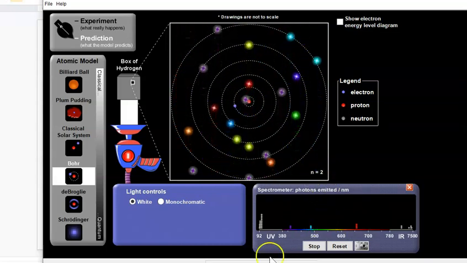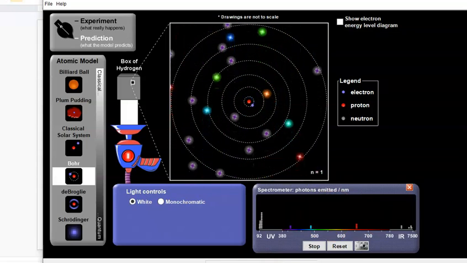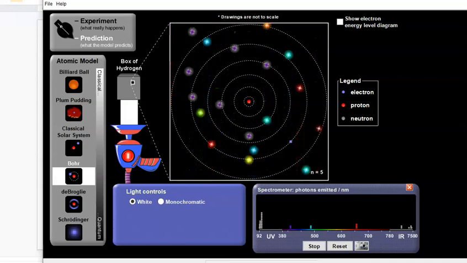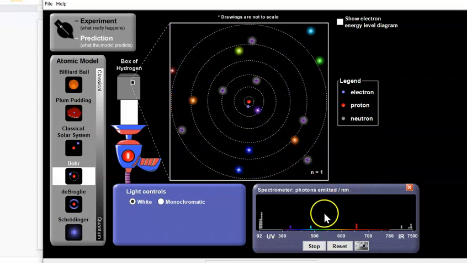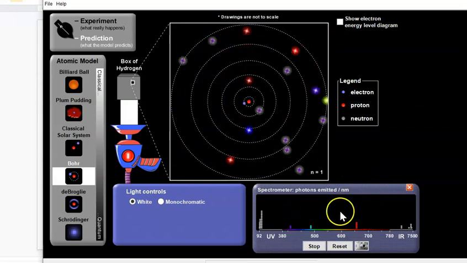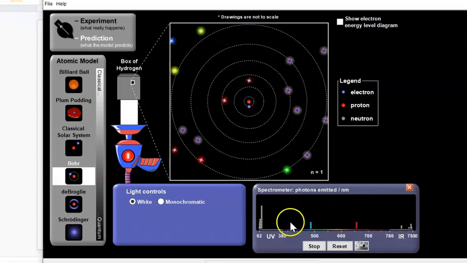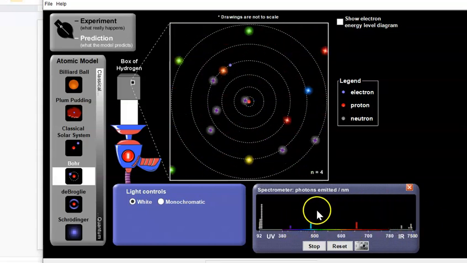Now, what's happening down here, I'm going to speed this up for a little while. We'll just throw a lot of photons at it really fast. Here we're keeping track of which colors got absorbed. When the color gets absorbed, we mark it down. And you'll notice only certain colors get absorbed.